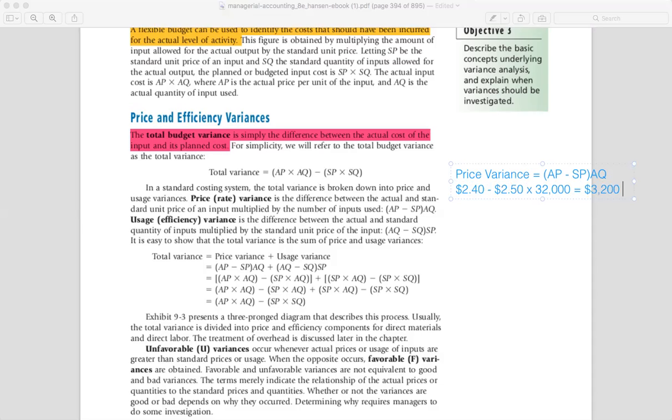So what happened in here? The actual price is lower than the standard price. Based on this situation, we can see that it's favorable, right? Because we set the standard at 2.5, but the actual one is only 2.4. That's why we got favorable here. So that's how the sequence would work.